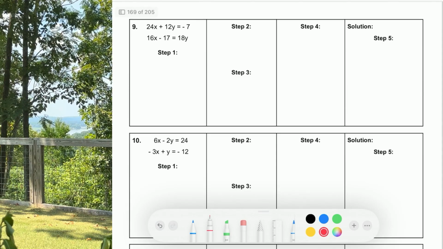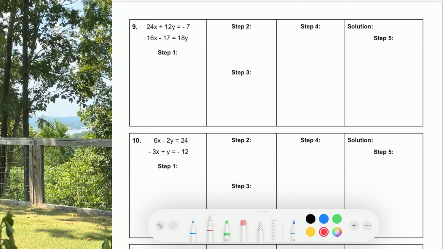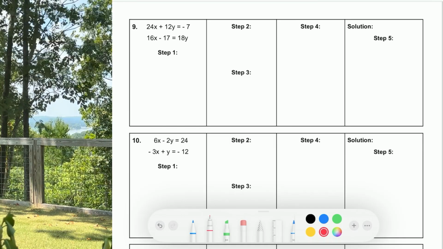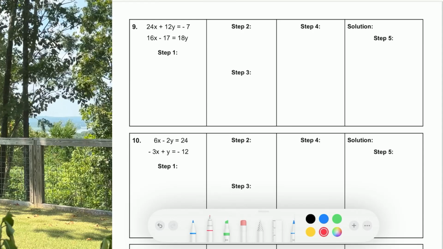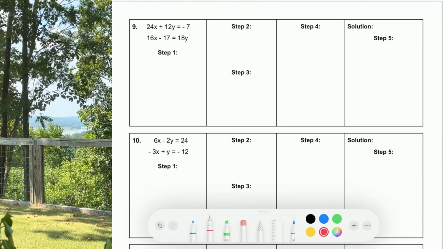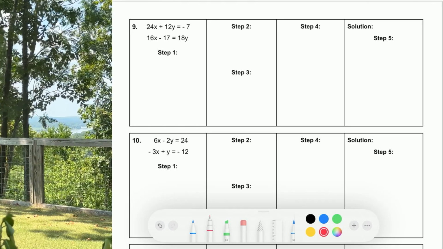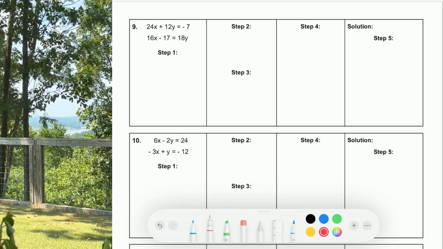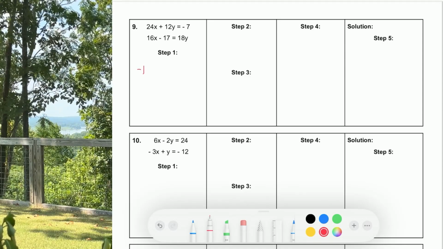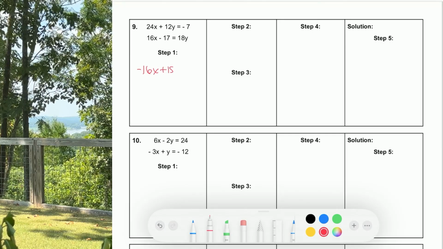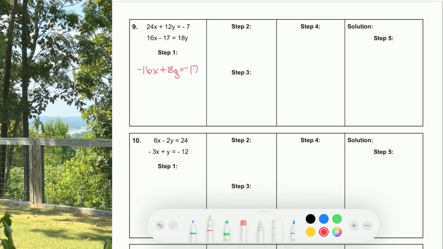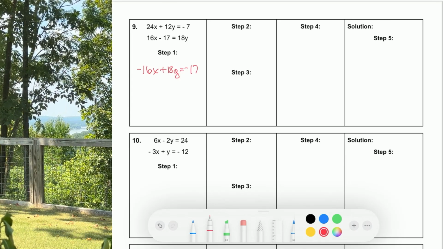Number 9, we have 2x plus 12y equals negative 7, and then we have 16x minus 17 equals 18y. All right, so this is the same problem as before, but this time through, instead of solving for y, we're going to solve for our x's. I'm going to go ahead and write that we changed the one problem to negative 16x plus 18y equals negative 17. We had done that in the previous problem, so we don't have to go through that again.